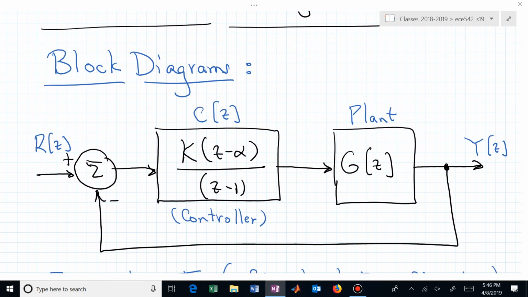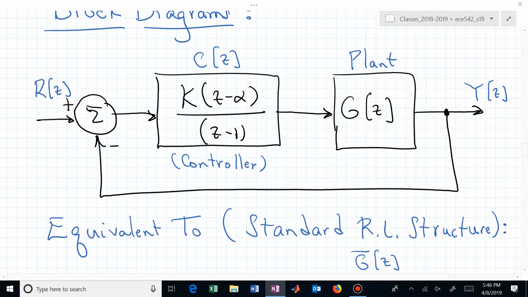Let's now look at the block diagrams that I want you to be thinking about when somebody says a PI controller. We started today saying, if we have a proportional controller, what was in that C of z block? Just a K. Now we have a PI controller. We just derived the PI structure: K times z minus alpha over z minus 1 for whatever plant, G of z. That's now the block diagram, closed loop, of a system that's controlled with a PI controller.